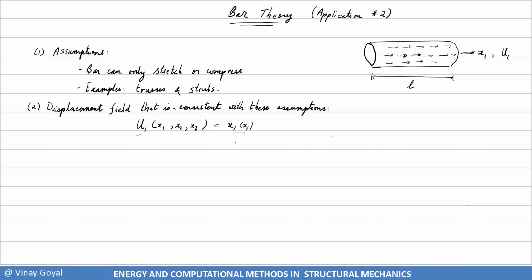So therefore this has to be true, and that's what is called one-dimensional theory, because it only depends on one coordinate x1. The other assumption made in this theory is that u2 is 0 and u3 is 0. So now your next step is to calculate all the strains. So calculate strain for this theory.